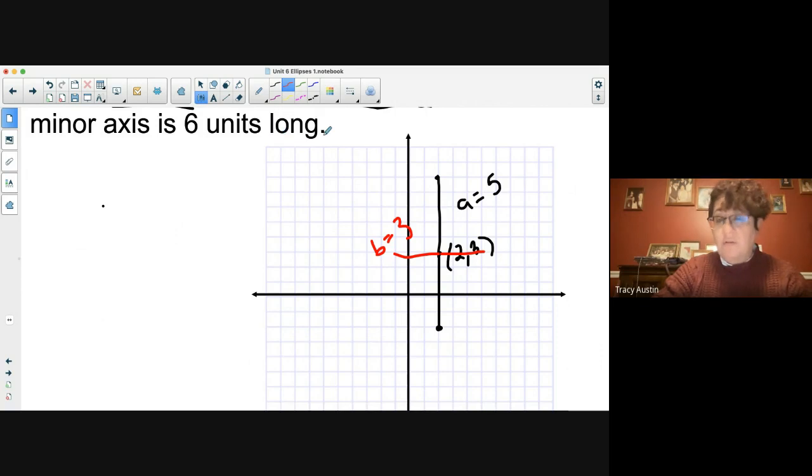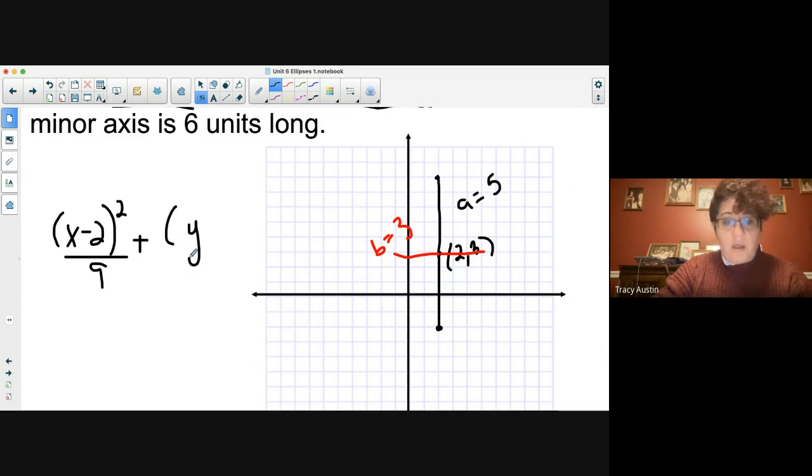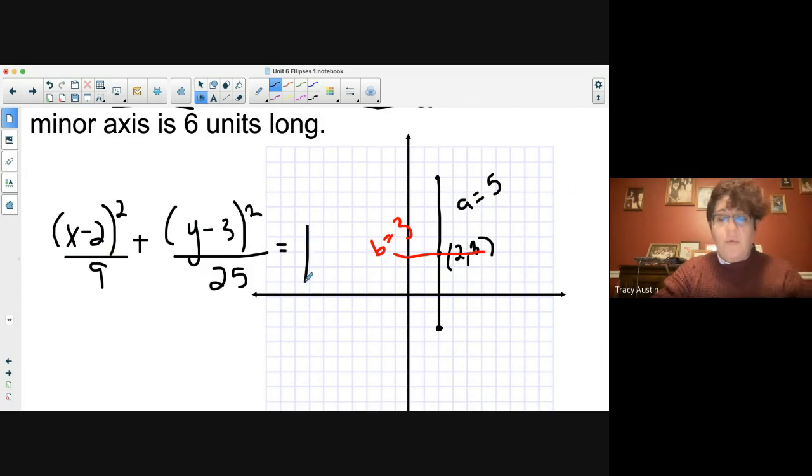I now know it's vertical, which again just means that the bigger number is going to go onto the y. So (x minus 2) squared over 9, plus (y minus 3) squared over 25. And again, do not forget the equals 1 at the end. If you don't put a 1, then this is not an equation, it's an expression and it won't graph. You can prove it to yourself by trying to put it in Desmos without the 1 on the end. It ain't working.